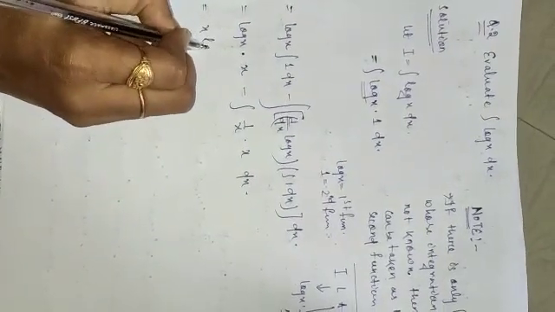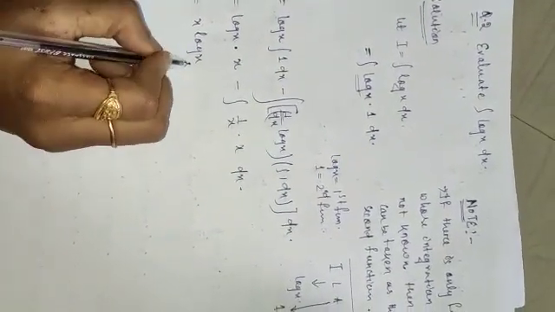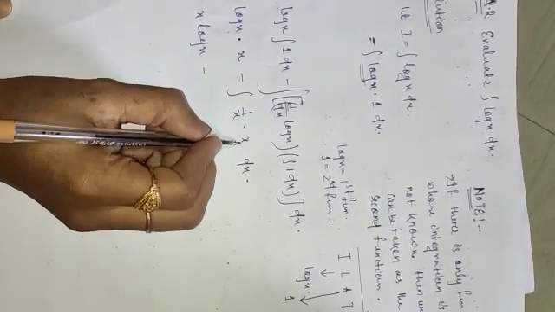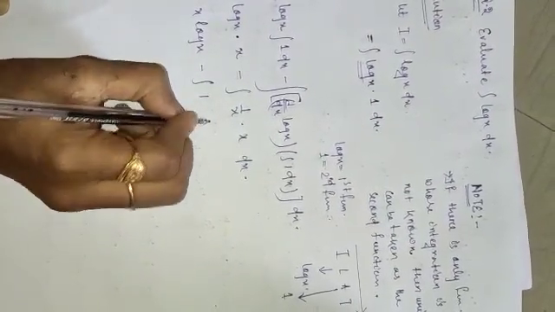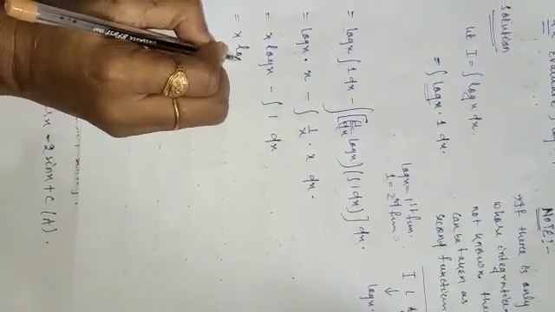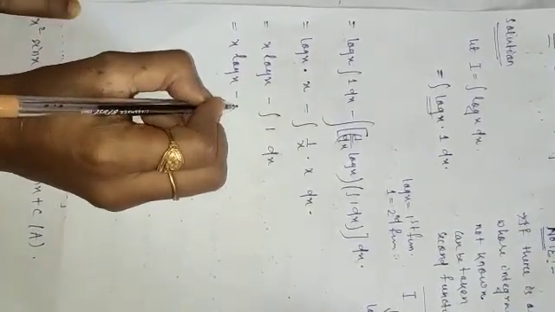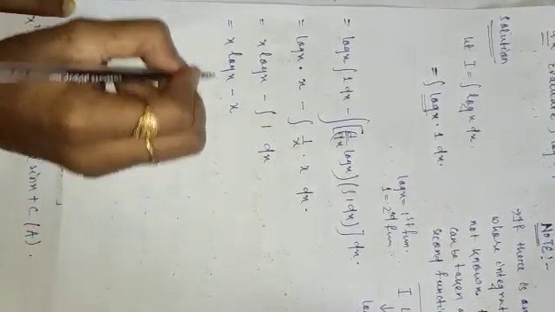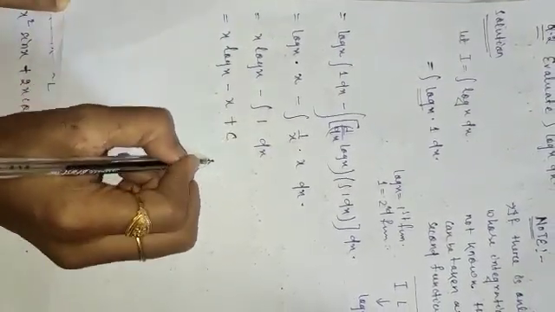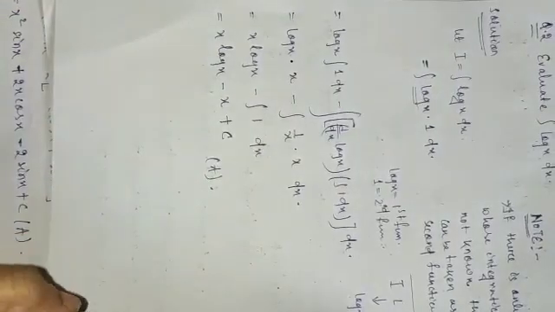This is equal to x log x minus. Now here x is cancelled out, so the only remaining function is 1. The next step is x log x minus the integration of 1, which is x. As the integration is completely done, put plus c here, and this is the final answer.